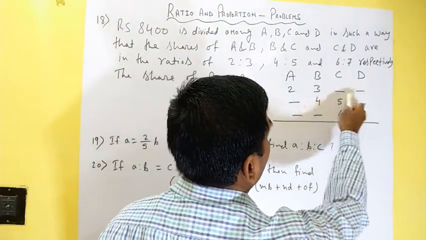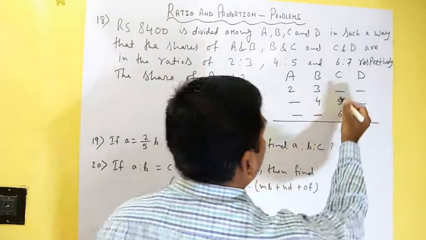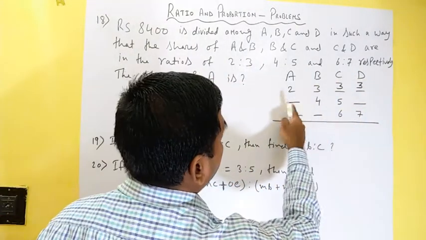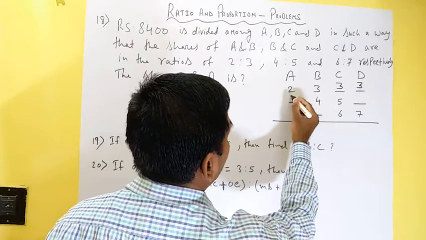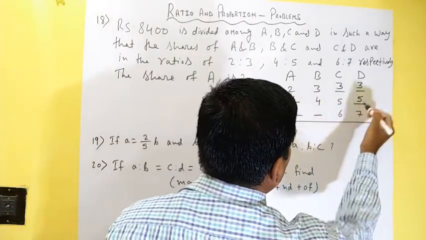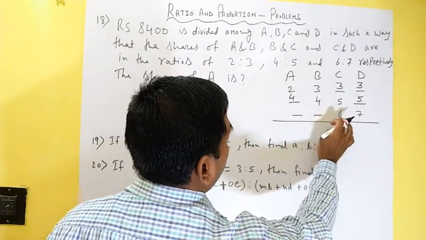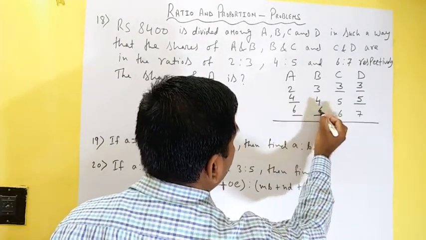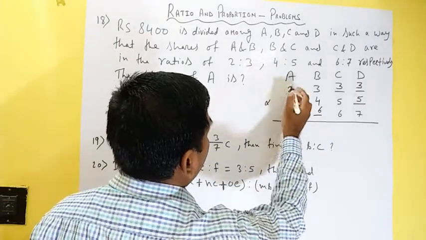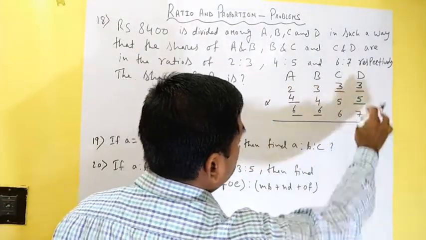Next to these blanks we have the number 3, so we will fill 3 over here. Now next to this blank we have 4, so we will fill 4. Here next to this blank we have 5, so we will fill 5. Next to these blanks we have 6, so we will fill 6 here. Now as per the trick, we have to do the multiplication for all the columns.